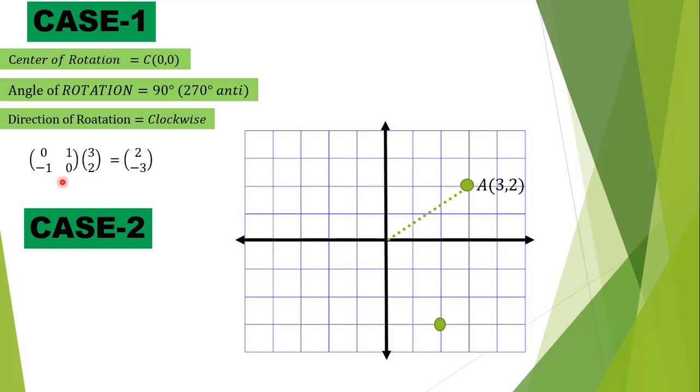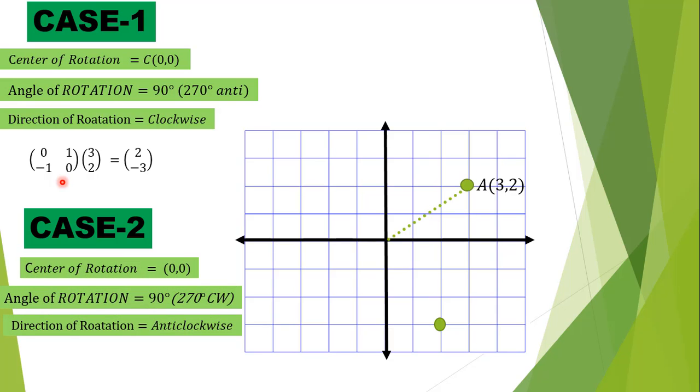In the second case, students, the center of rotation equals 0, 0, same as we were having in the first case. The angle of rotation is 90 degrees, the same as the first case. However, the direction of rotation is no more clockwise. In fact, it is anti-clockwise, which means that our point A will now move in this direction. Keeping the center intact, you rotate it at an angle of 90 degrees, but anti-clockwise. So students, again, just see the distance of this point A from the center.